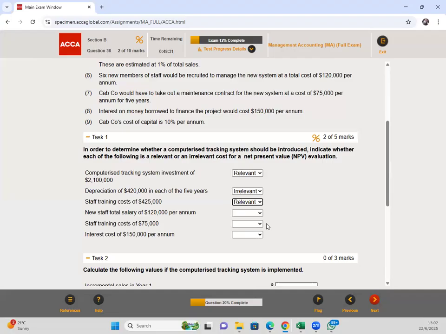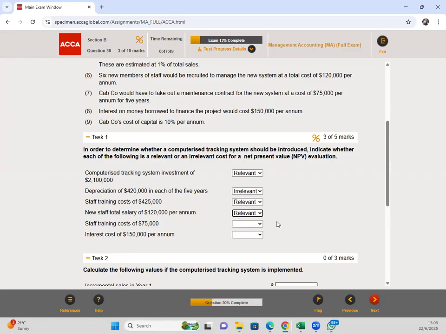New staff, total salary of 120. Salary for new staff. Six new staff would be recruited to manage the new system. So is it relevant or not relevant? It's relevant, yes, because it will increase our total cost. It's incremental. Relevant is relevant. It will increase our total cost.